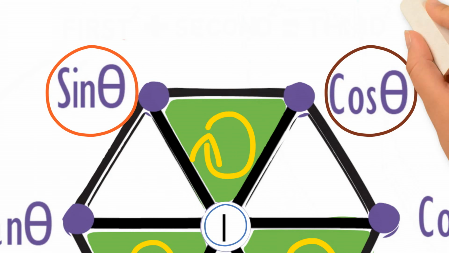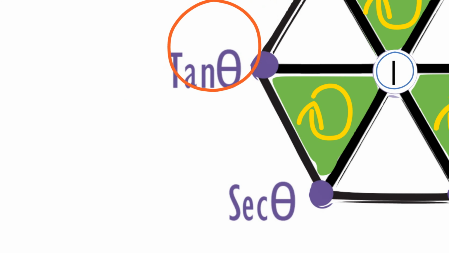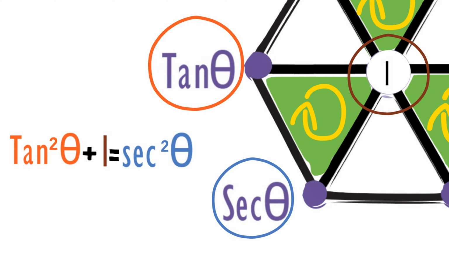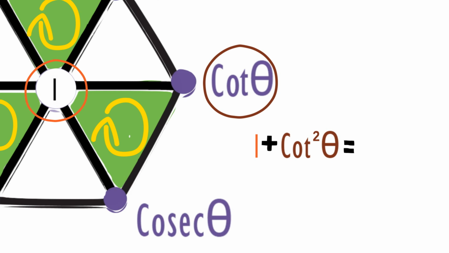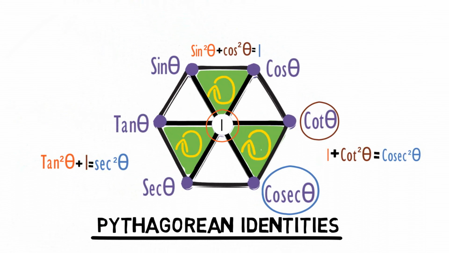So we can see that sin square theta plus cos square theta equals 1. Tan square theta plus 1 equals sec square theta. 1 plus cot square theta equals cosec square theta. Obviously, here we have made use of the fact that 1 squared is 1.